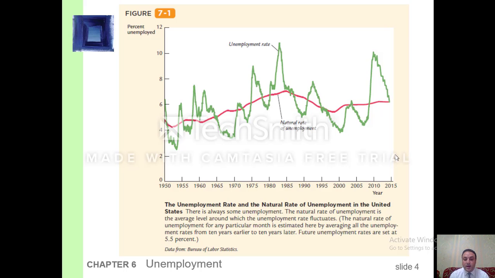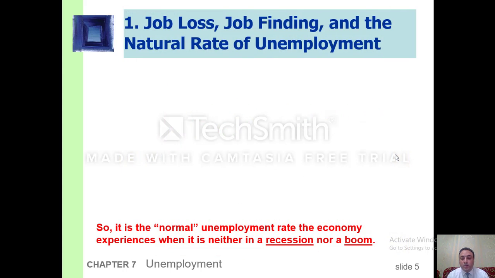So there is always some unemployment. We can see the natural rate of unemployment is the average level around which the unemployment rate fluctuates. The natural rate of unemployment for any particular month is estimated here by averaging all the unemployment rates from 10 years earlier to 10 years later, and future unemployment rates are set at 5.5 in this case. So we have many topics in this chapter.